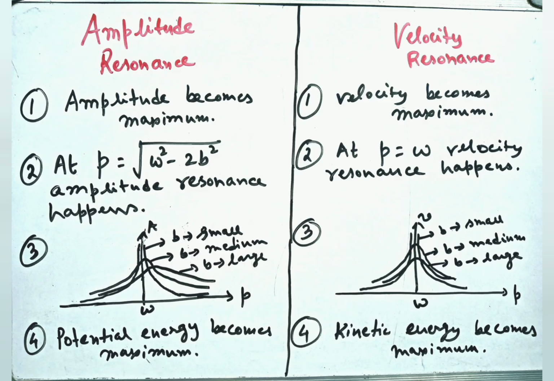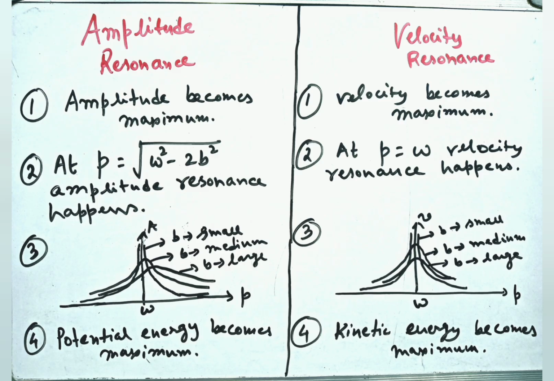In the third point you can show the two different plots. In amplitude resonance you can see clearly that the peaks for different b are shifting from omega, right? But for velocity resonance it is independent of b, and for any value of b, p equal to omega is the condition, that's why the peak is at exactly omega.